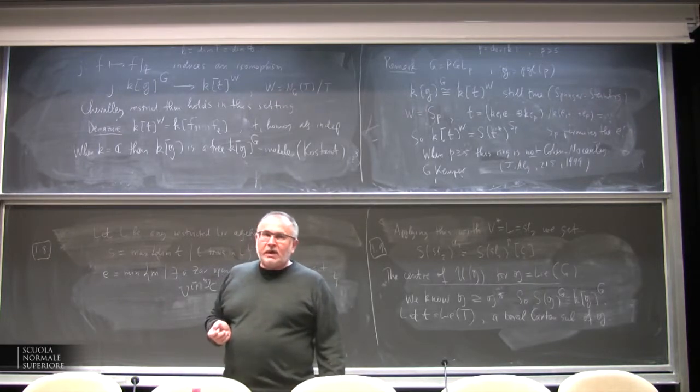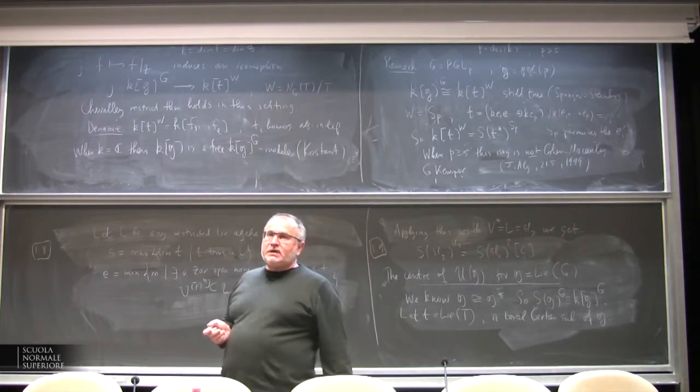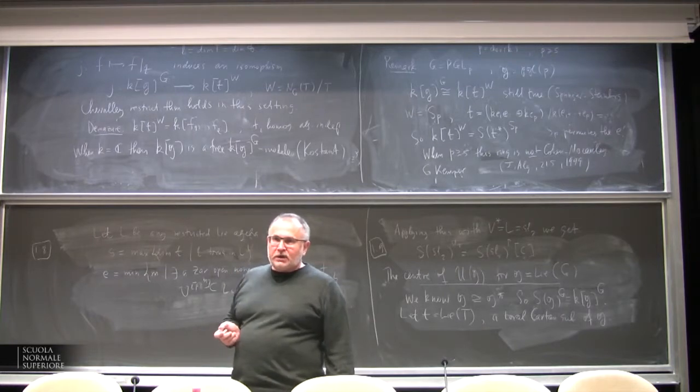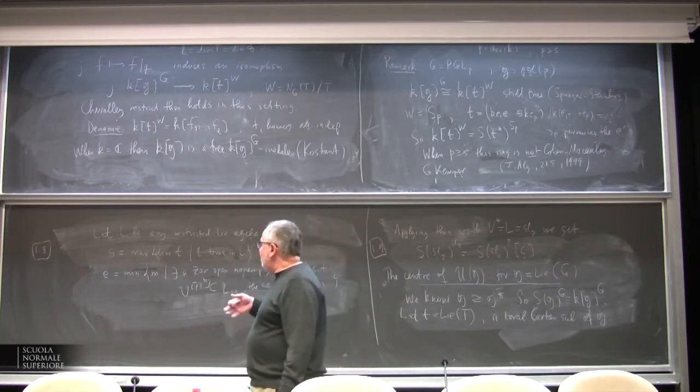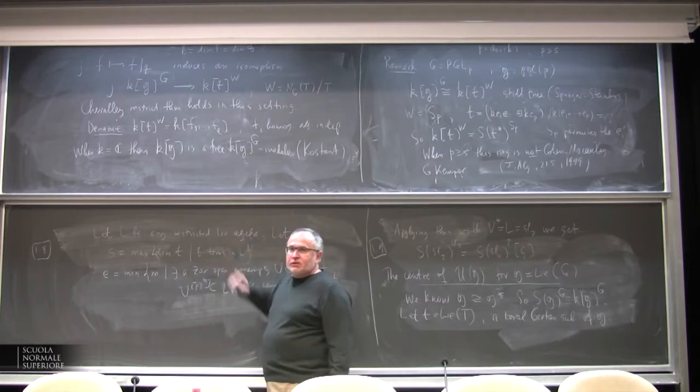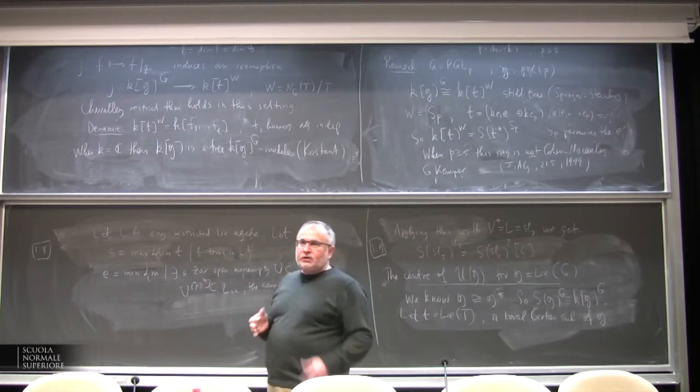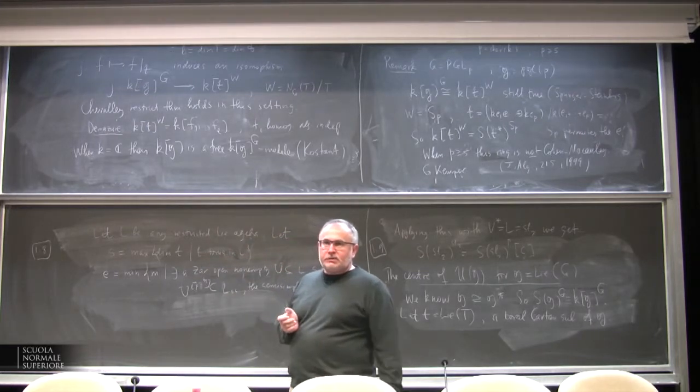In characteristic p, they may actually have maximal tori with different dimensions. So you take the maximal dimension of a maximal torus. Any torus can be embedded into a maximal torus.